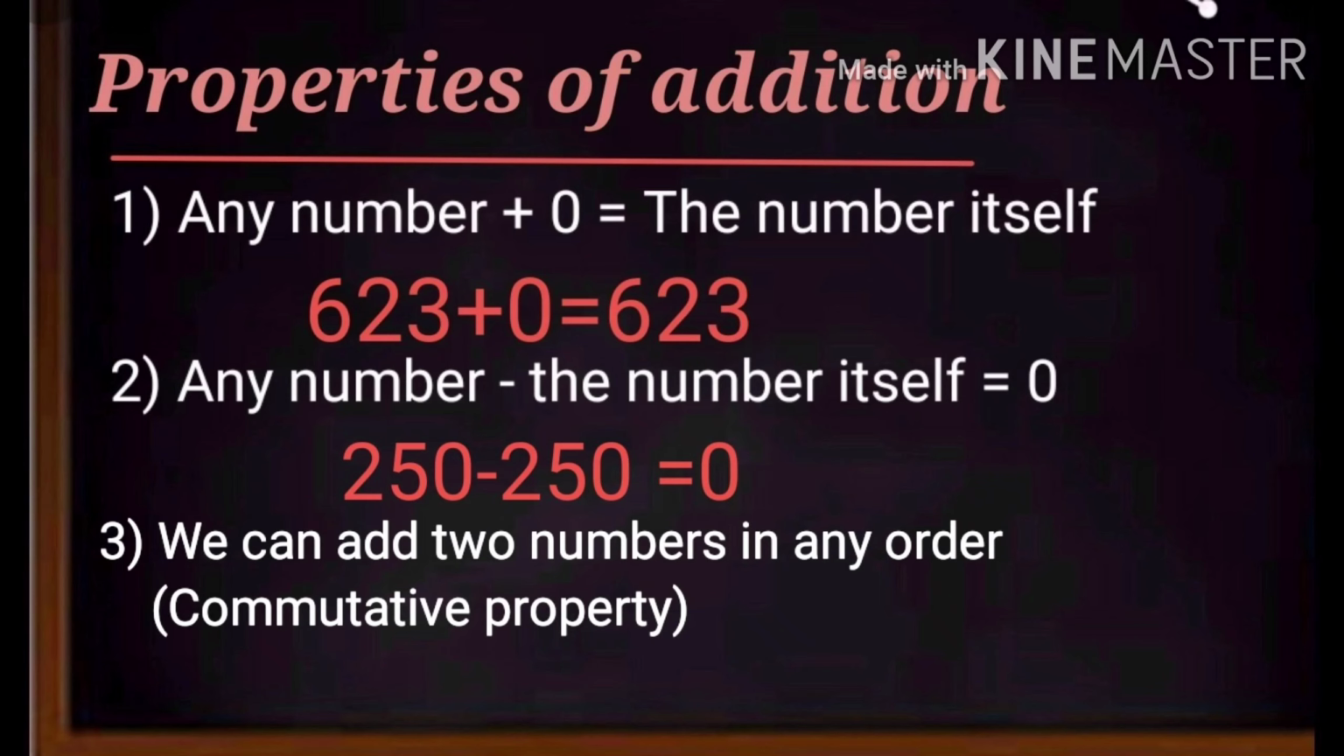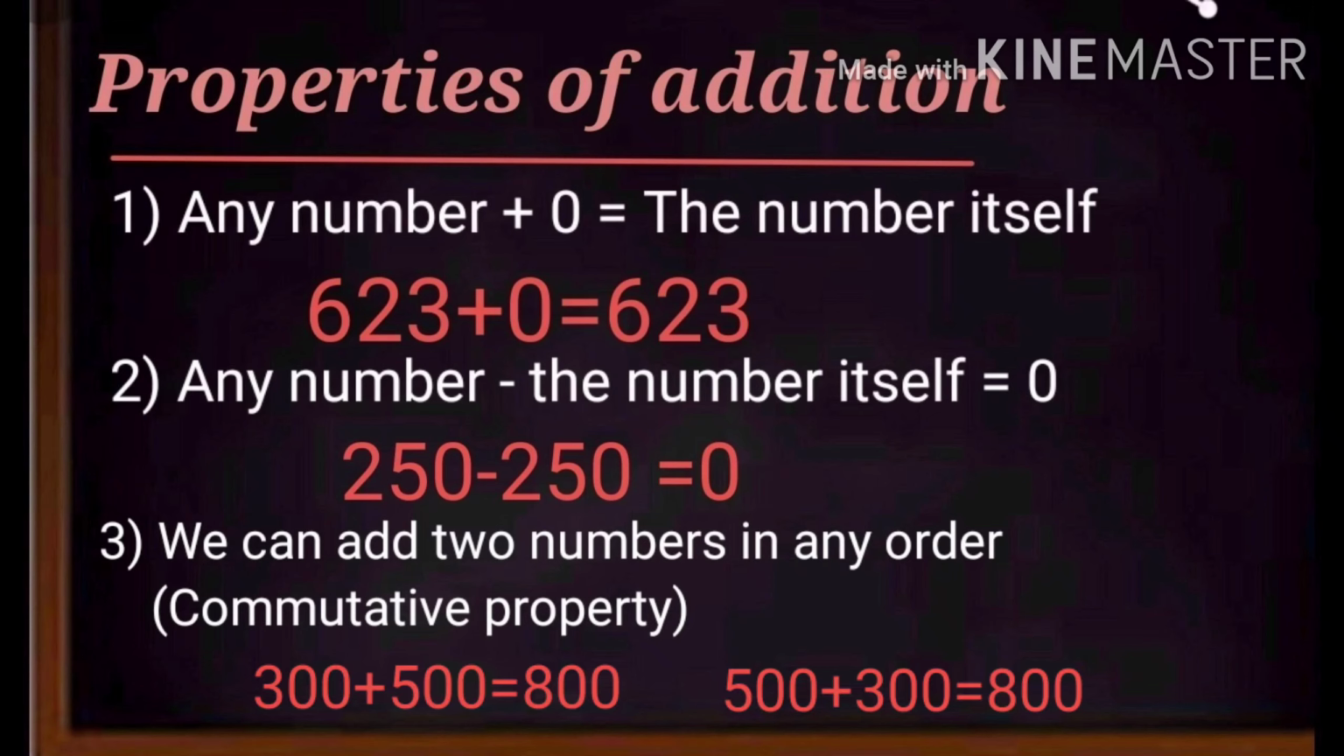The next property is that we can add two numbers in any order. The property is called the commutative property. Let us see an example. Adding 300 and 500, we get 800. If we change the order and add 500 plus 300, also we get 800. So we can say that two numbers can be added in any order.